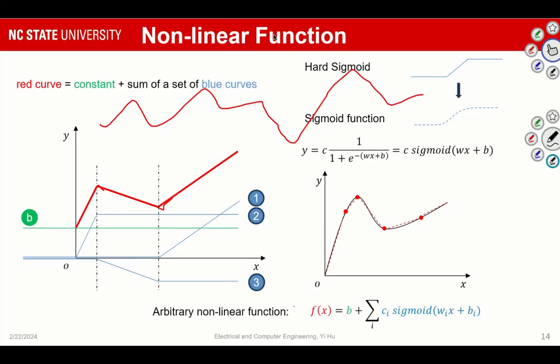So this is the solution of this page. Any nonlinear function can be represented by a constant plus a sum of a group of sigmoid functions. This is the basic idea of this one. So the question is, we have been talking about neural networks for so much. How can we use a neural network to represent this function?